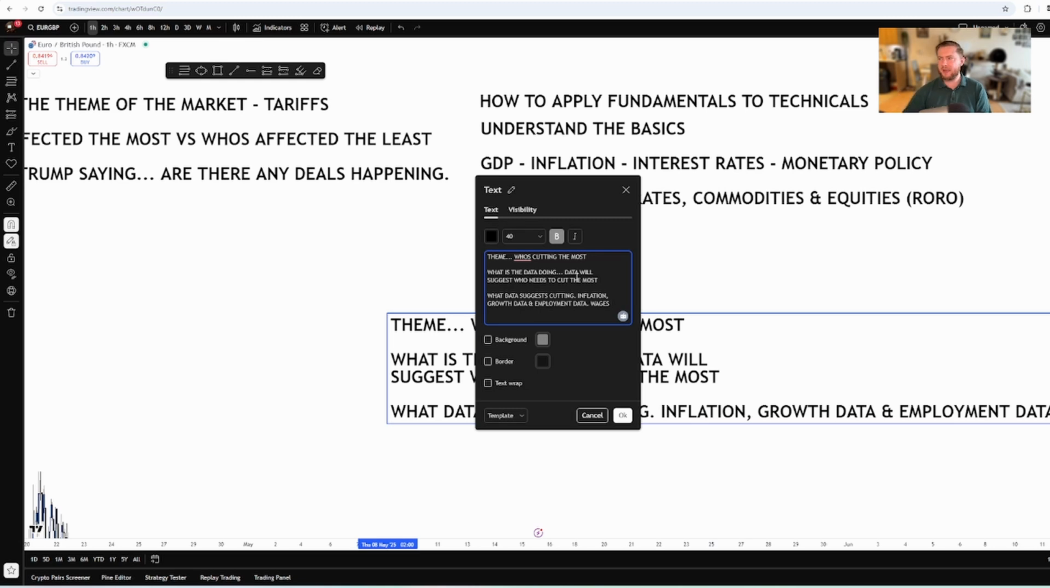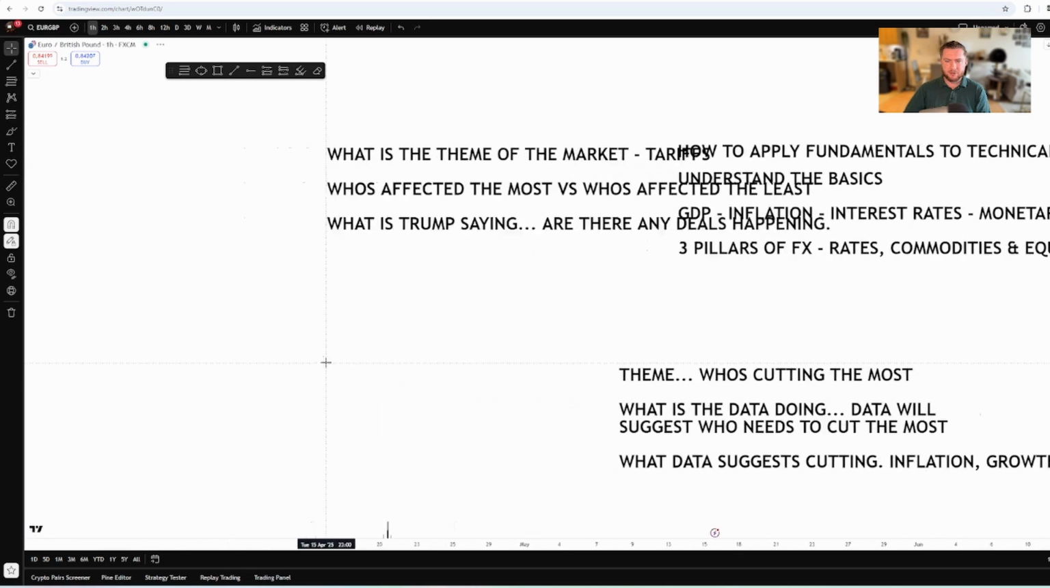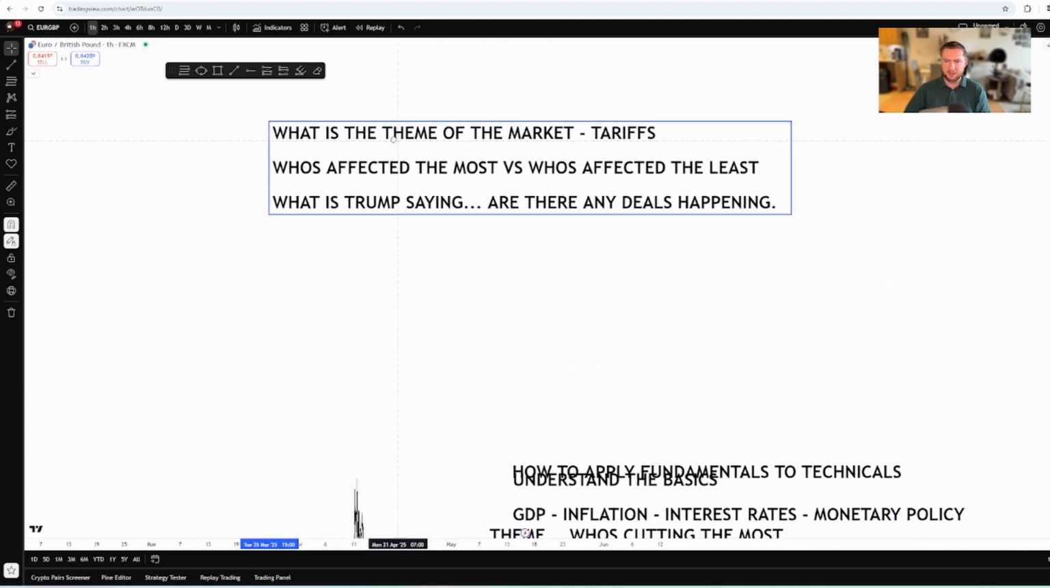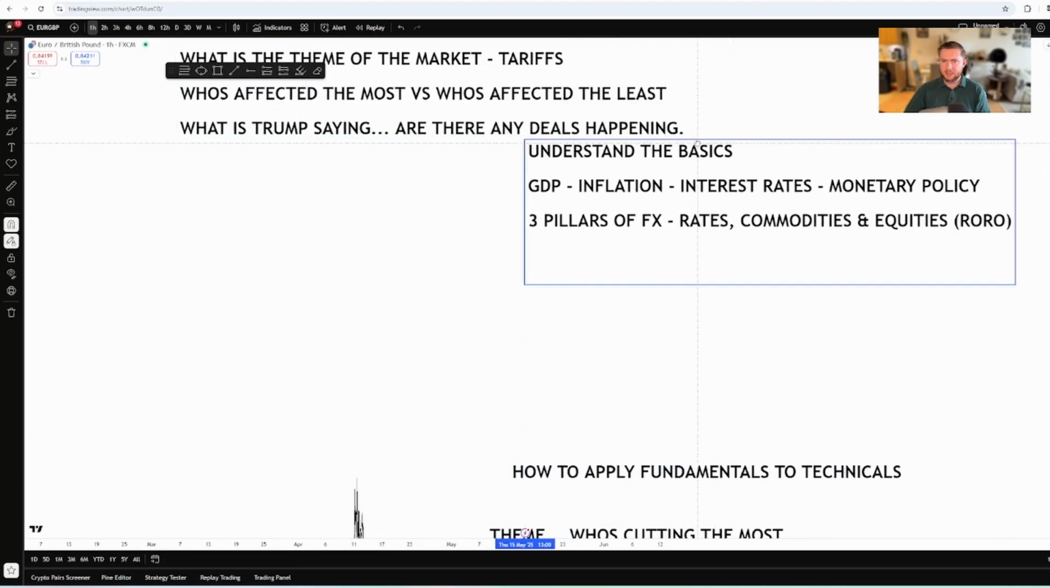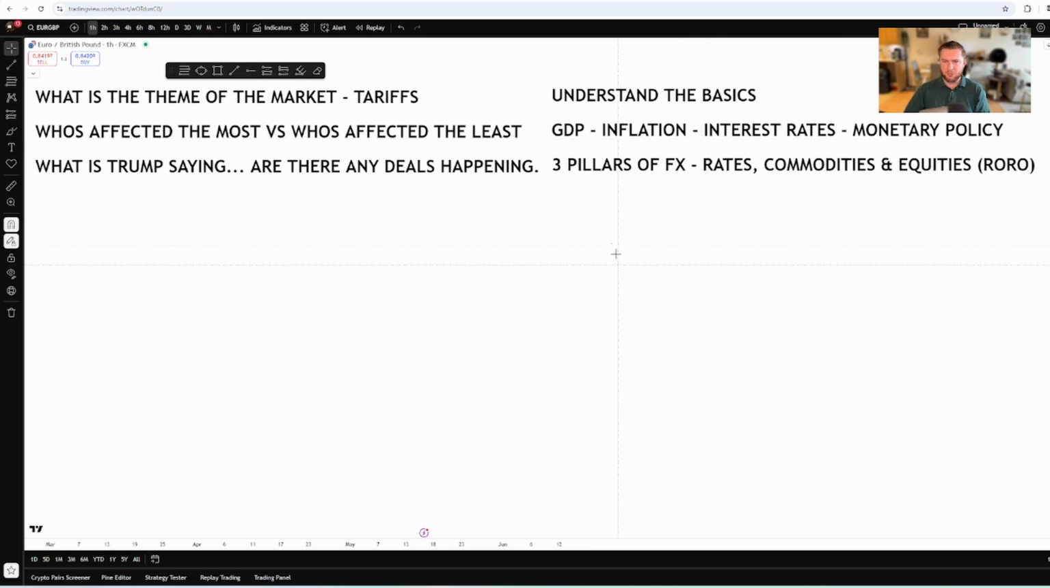So what do we think about here? We need to create a step-by-step process where, if I zoom out, and I'm just trying to get onto blank bits of things here. Remember, understand the basics. This video is not really for those who are brand new to fundamentals, mainly because you need to know what the actual data means before you can interpret it, obviously. So you need to know what GDP is, you need to know what inflation is, you need to know what interest rates are, and you need to know what monetary policy is. That's the absolute bare minimum. After that, it becomes a lot simpler once you understand the basics.